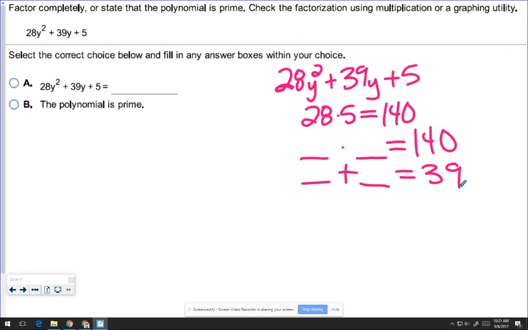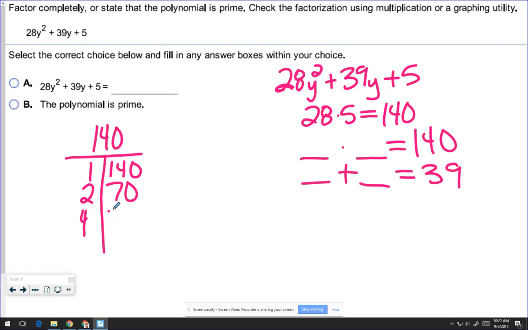So over to the side, I'm going to make a little chart because I probably don't know the factors of 140. 1 and 140 adds to 141. 2 and 70 adds to 72. 3 does not divide 140. 4 is 35. And there are my two numbers, 4 and 35.